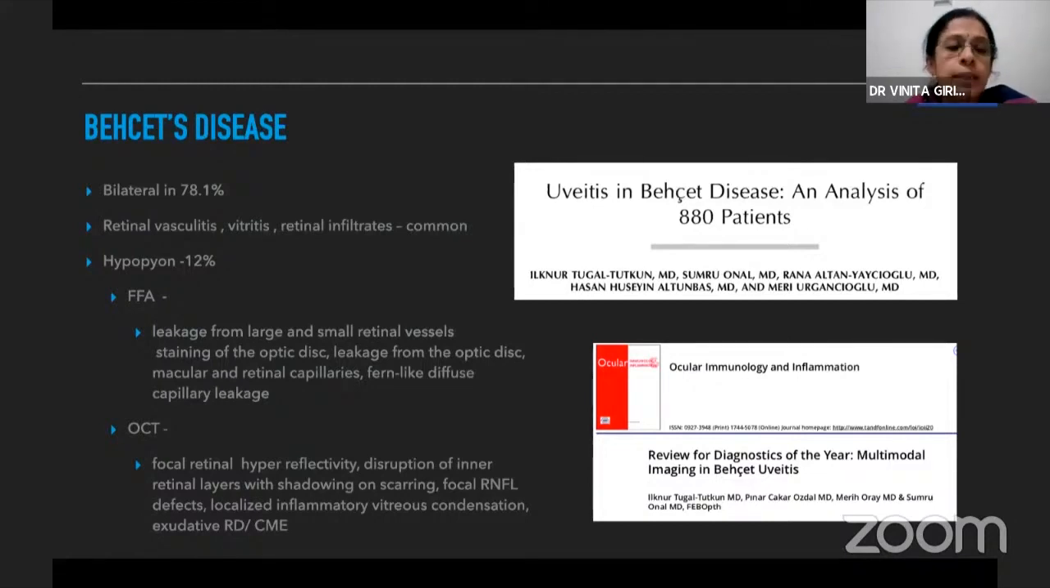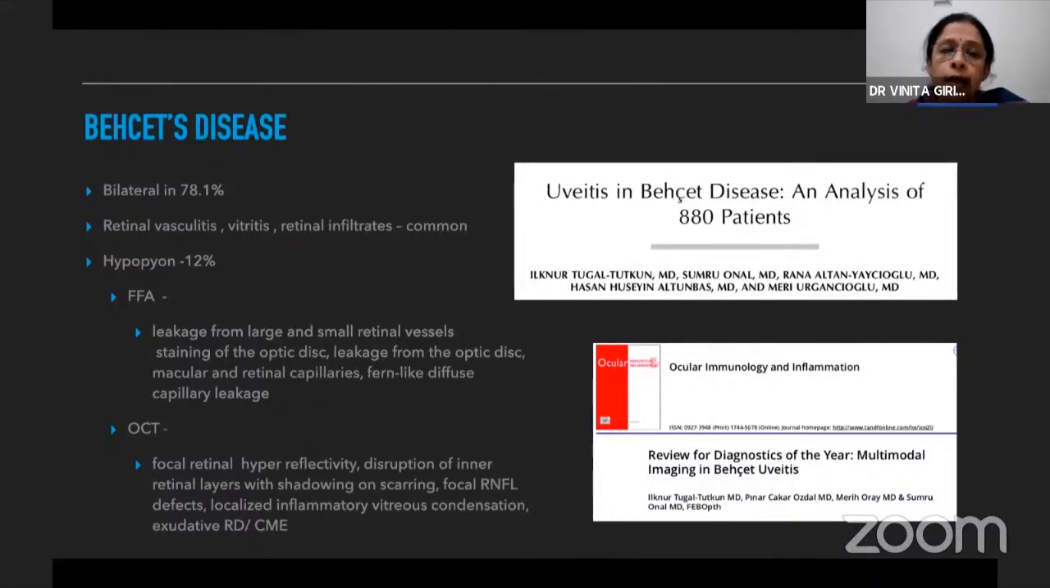And in OCT, there is focal retinal hyperreflectivity, disruption of the inner retinal layers with shadowing. They have also mentioned the localized inflammatory vitreous condensation, which they describe as a smoking volcano appearance. The other thing they have said is that with the increased use of OCT, we are able to pick up the exudative retinal detachment and cystoid macular edema more often in Behçet's disease.